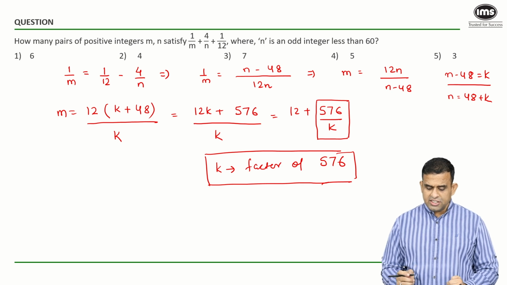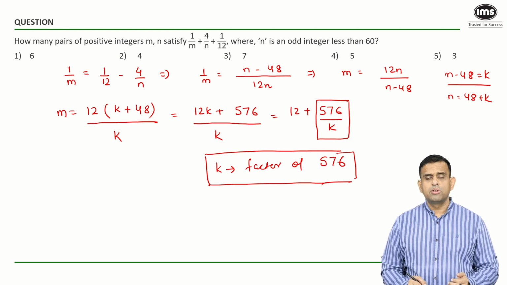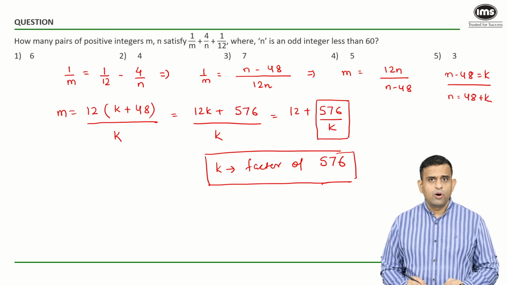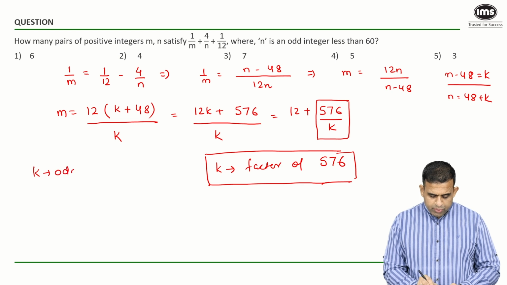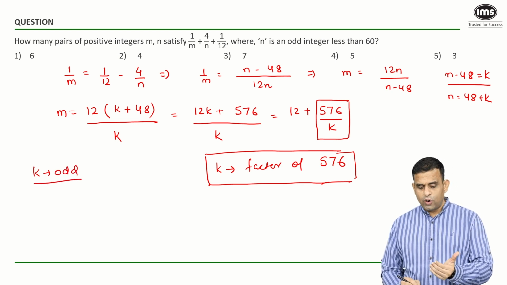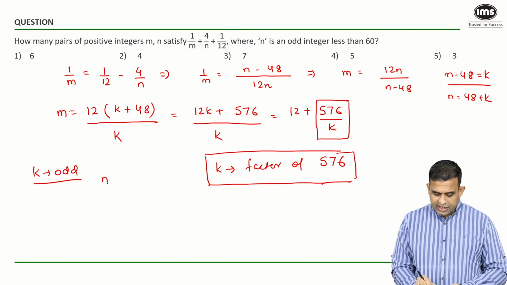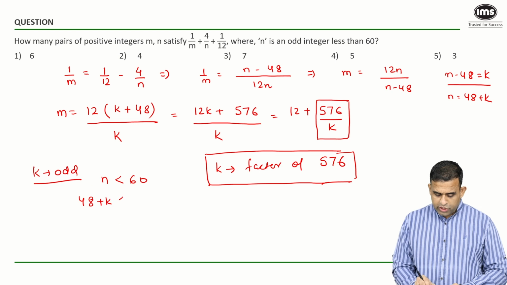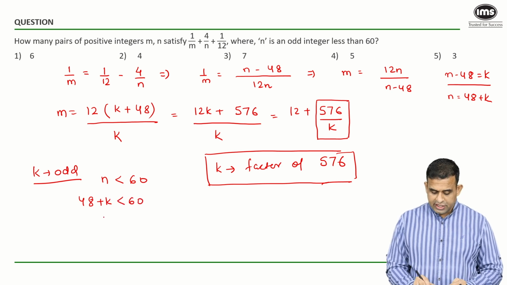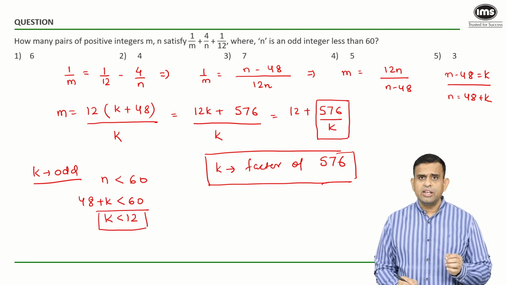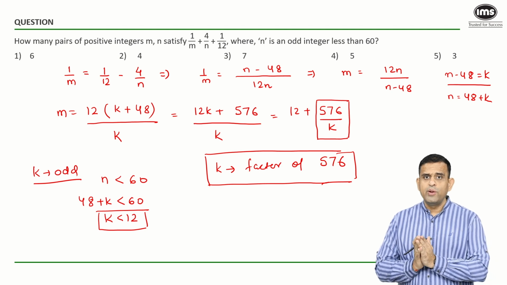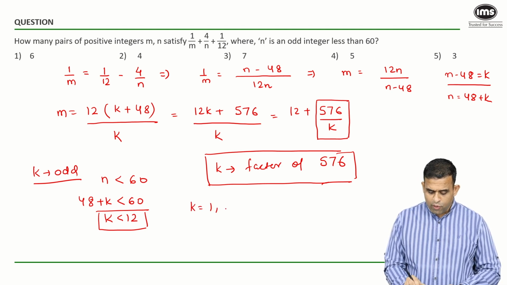Since n is given as an odd number, what can you say about the term n minus 48? It is also going to be odd, because odd minus even is odd. So k is also going to be an odd number. Now since n is an odd integer less than 60, the term 48 plus k also needs to be less than 60. In other words, k has to be less than 12. And k is an odd number less than 12, so the acceptable values of k right now are 1, 3, 5, 7, 9 and 11.